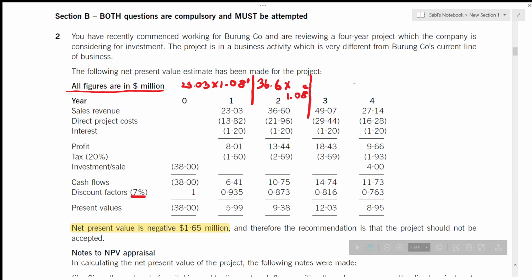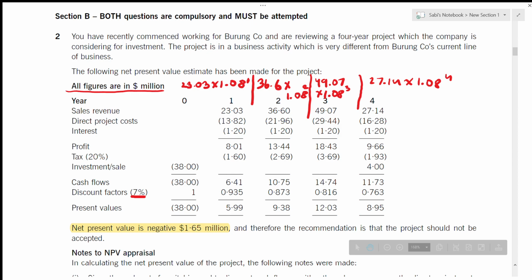Third year we have 49.07 multiplied by 1.08 to the power 3, and finally we have 27.14 multiplied by 1.08 to the power 4. Right, keep your answer. Let's go to the direct project cost.